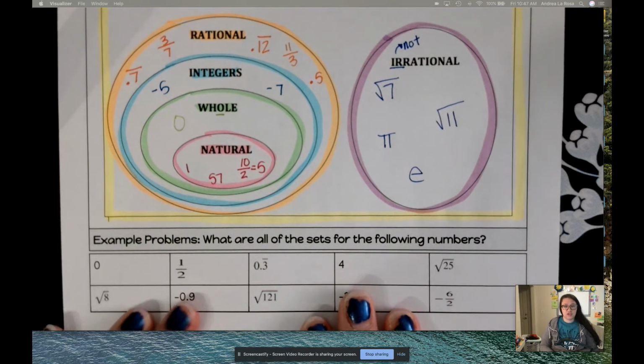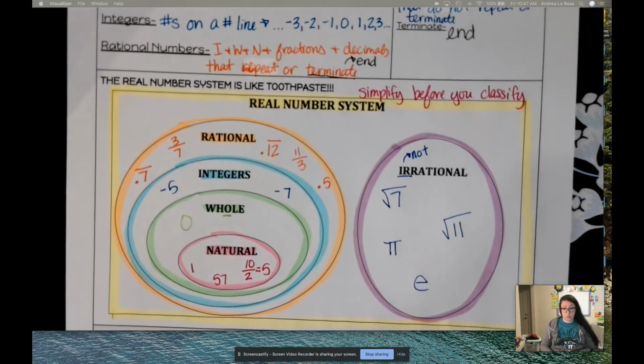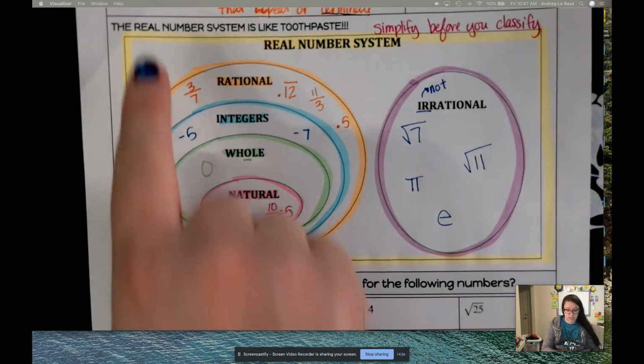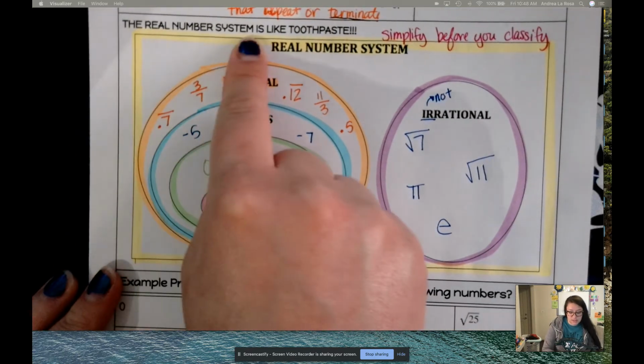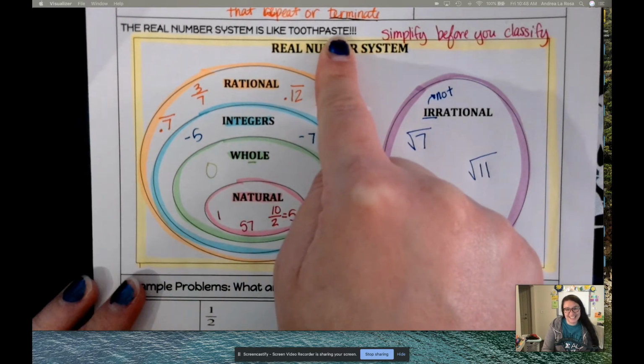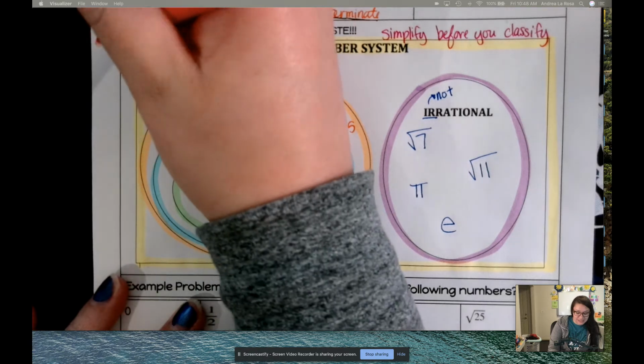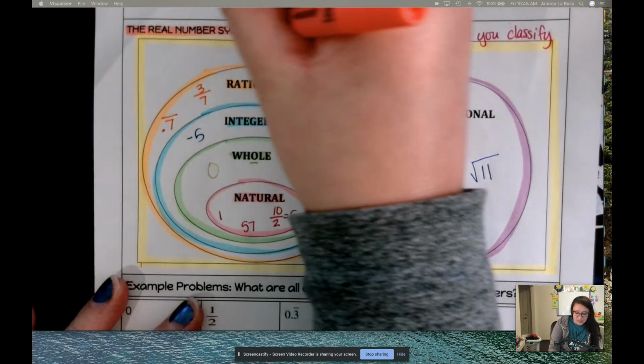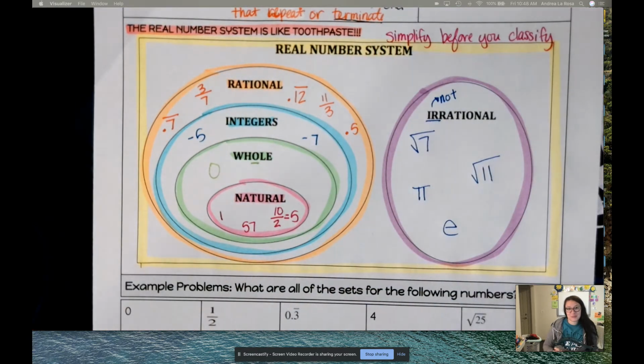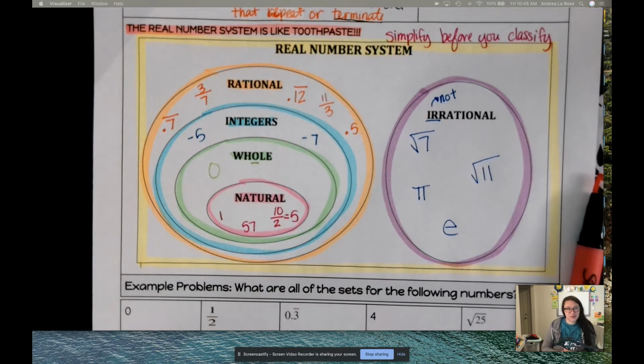All right, you might have seen and thought to yourself, what is Miss LaRosa talking about up top, where I said the real number system is like toothpaste. You guys are probably thinking I'm a little bit crazy for saying that. Think about toothpaste. When you squeeze it out, can the stuff that comes out come back in? Not really. You can try really hard, but you can't really do it.